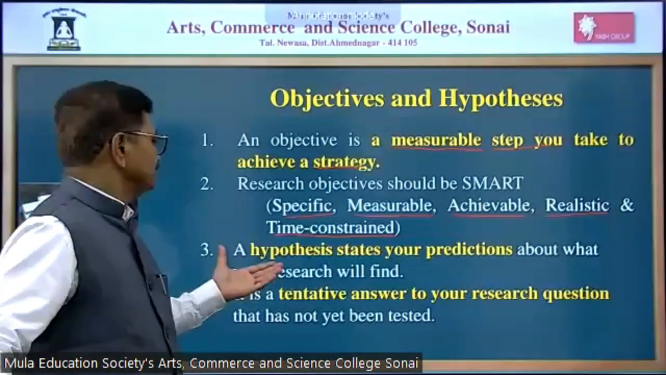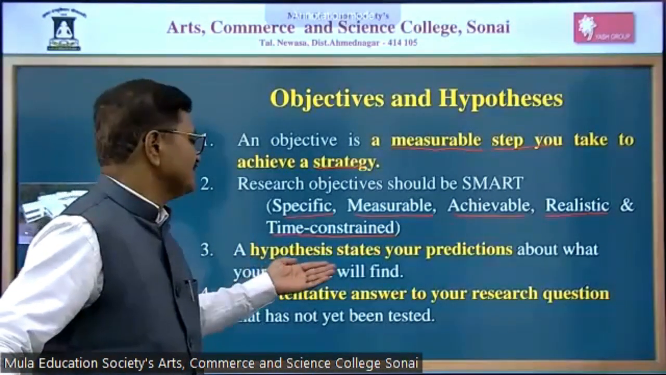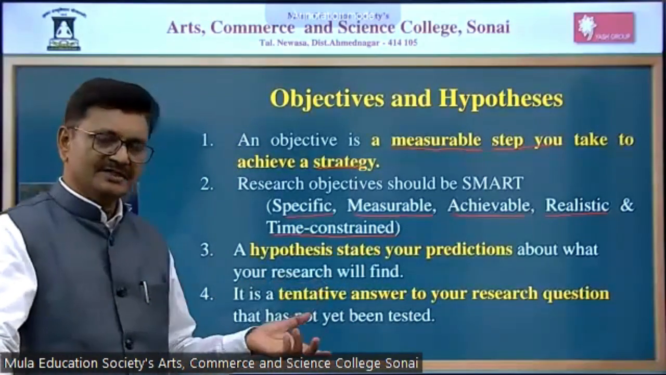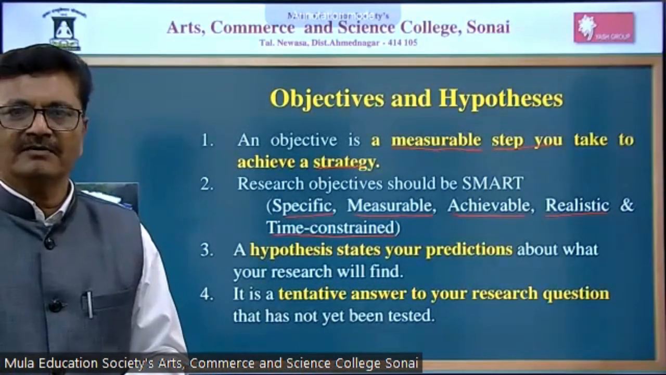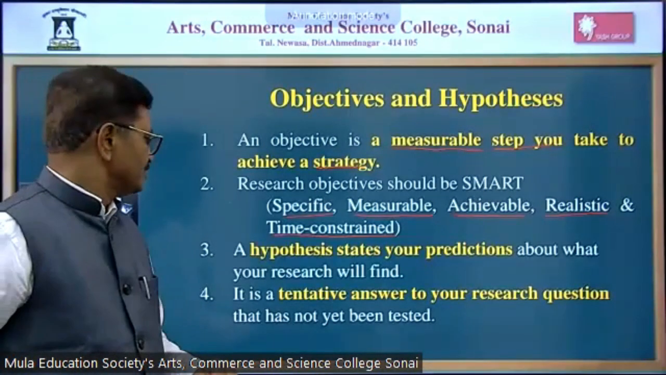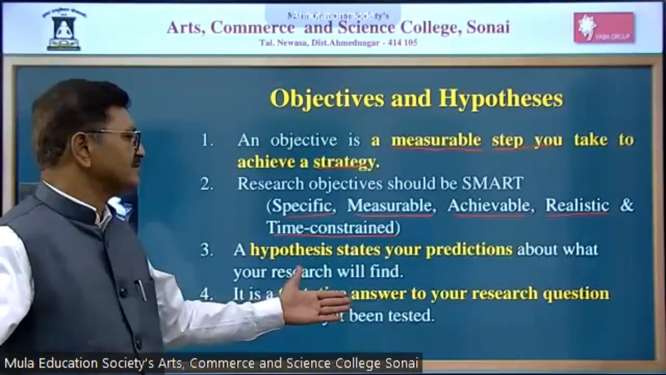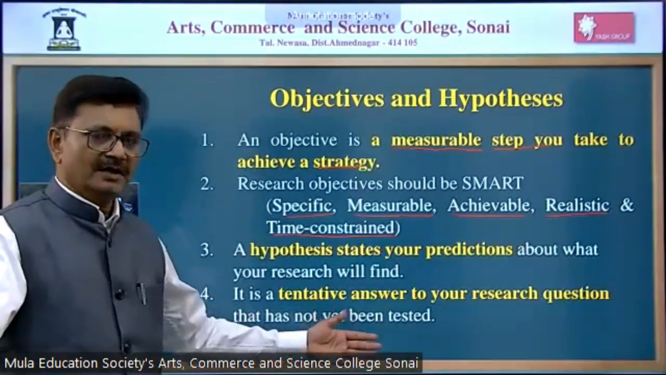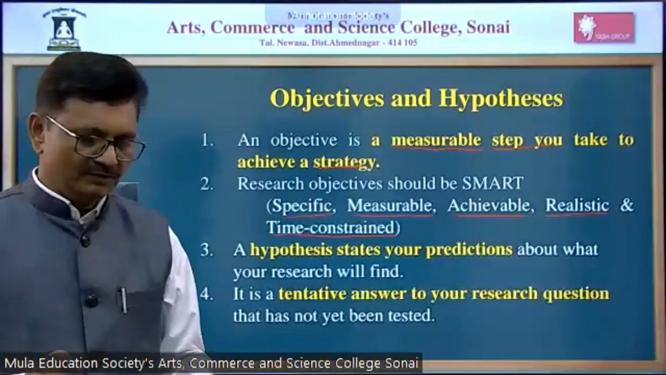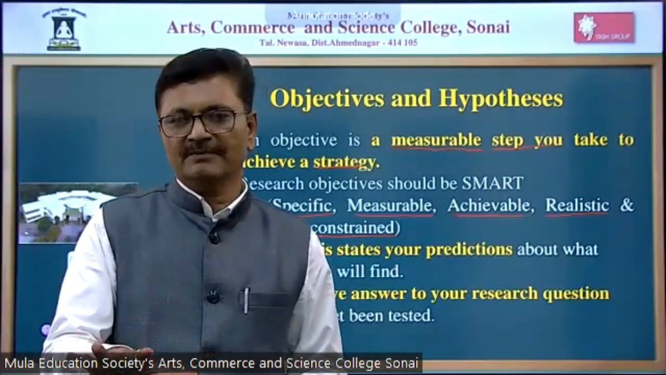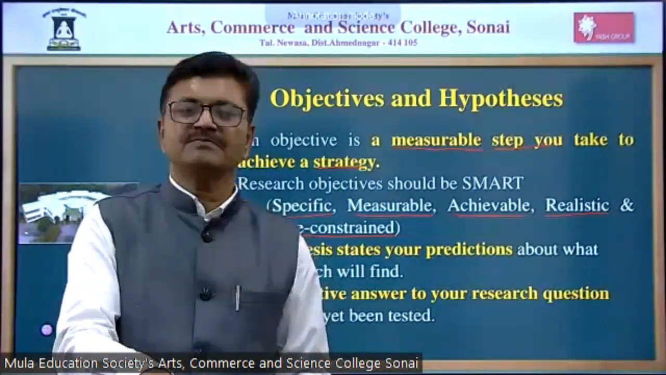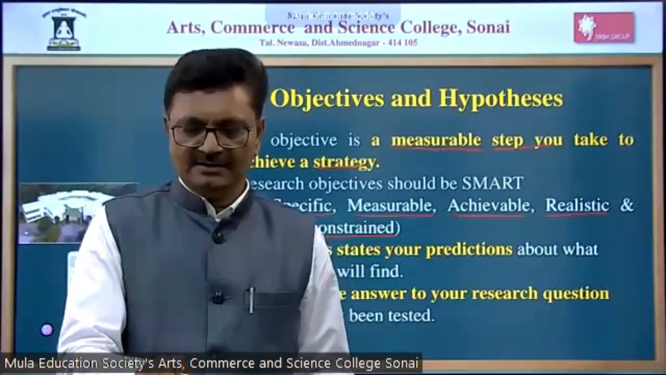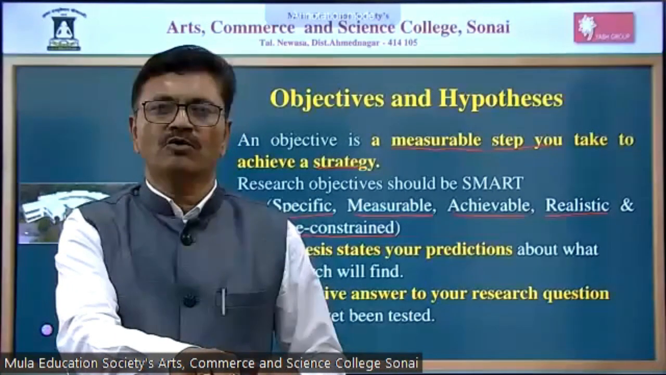Based on your objective, you have to decide the hypothesis. A hypothesis states your prediction about what your research will find. Basically you have to make a statement about what you may find, what the possibility is. So it is what? A tentative answer to your research question that has not yet been confirmed. Hypothesis means you have to make a statement: this can happen, the possibility is there, but it's not possible to say immediately that I have just said this will happen, not like that.